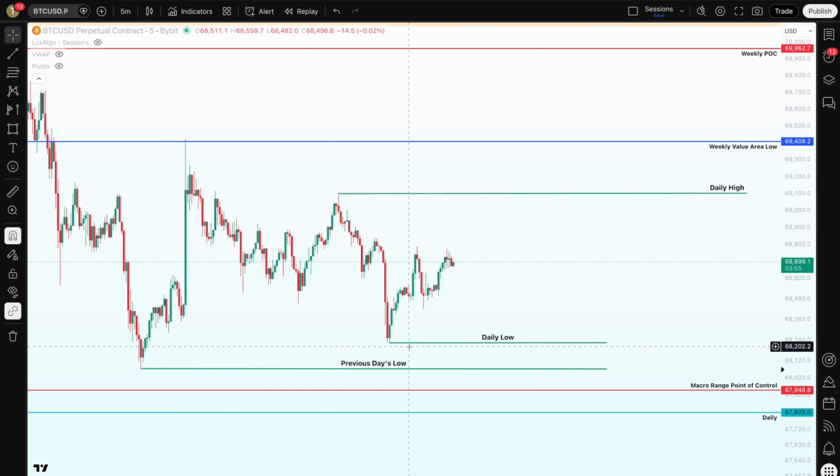Now, the reason why I have pulled the daily high, daily low, and the previous day's low is because I want you to pay attention to what kind of levels we have on the chart. You can see the daily low was coming in at 68,240 and the previous day's low was coming in at 68,072. Now, these two levels are very close to each other.